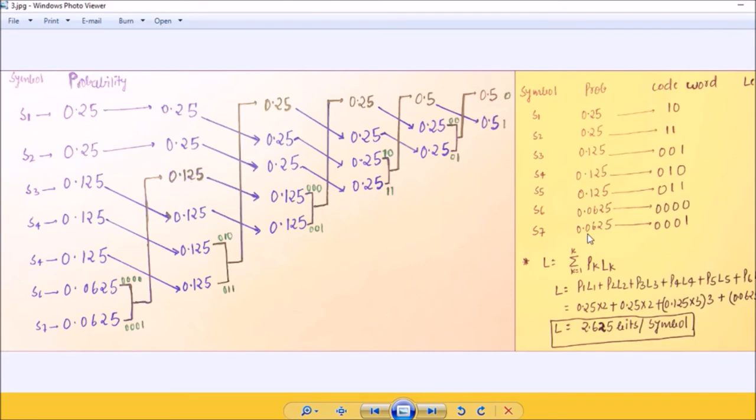Now I'm going to find L. What is L? Average code length. It is equal to summation of k is equal to 1 to K. So it is 7 numbers, so right up to 7. P1 L1, P2 L2, P3 L3, P4 L4, P5 L5, P6 L6 and P7 L7.